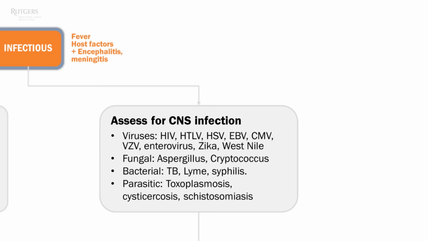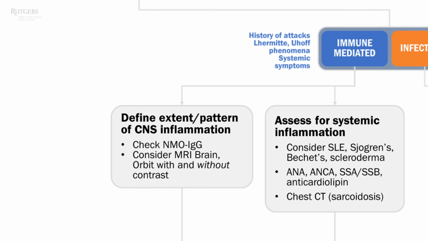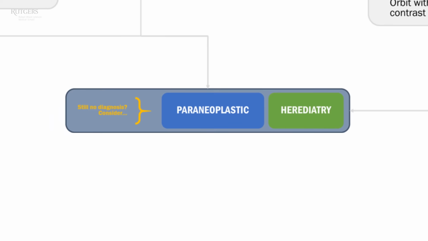How do you suspect when something is immune-mediated? Well, history of previous attacks, Lhermitte's and Uhthoff phenomenon, and systemic symptoms. The next order of business is to define the extent of CNS inflammation. So, check NMO antibody and get an MRI of the brain and orbits, with and without contrast. If systemic inflammation is suspected, then we need to check for the usual suspects: lupus, Sjogren's, vasculitis, sarcoidosis, etc. And finally, when you're still stuck with the diagnosis, consider paraneoplastic and hereditary pathologies.